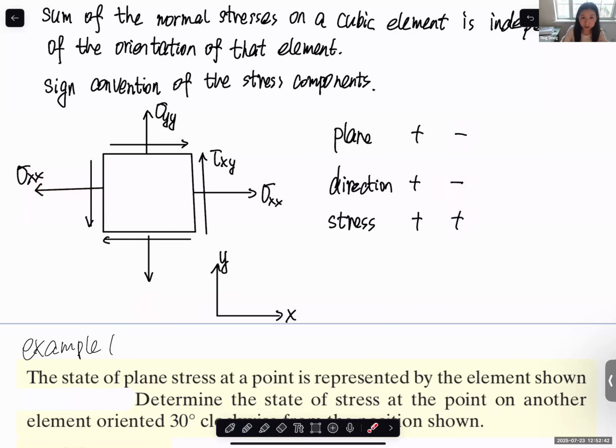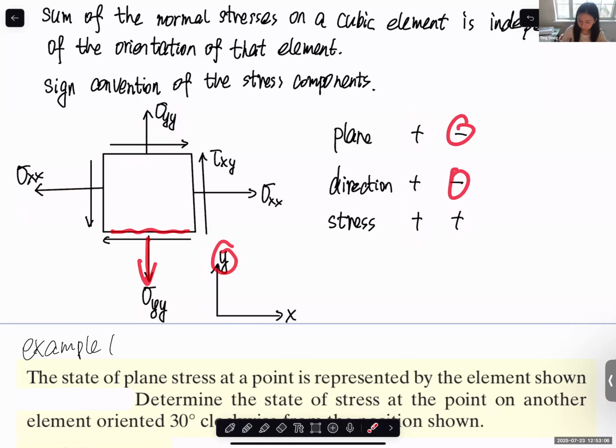And the same thing if you want to check sigma yy: here the surface is on the positive y side, and it's also directed towards the positive y direction. So again, positive, positive, positive. And you can also say that this is also sigma yy. And of course, this is a negative y plane and points toward the negative y direction.